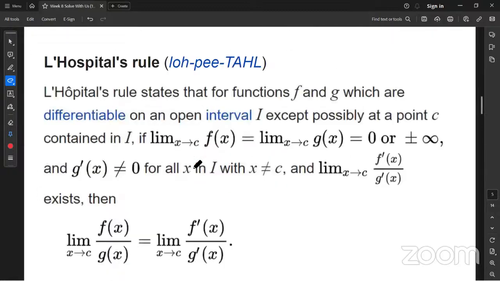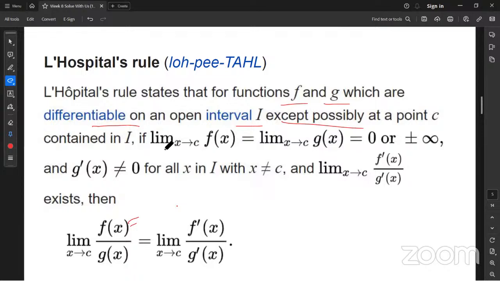Now, everyone knows about this L'Hospital rule, right? So I'm not going into that. This is just a rule. Basically, what it is saying: if f and g both are differentiable in any open interval, or any domain you can say, except possibly at some point, it doesn't matter, don't look at this one.